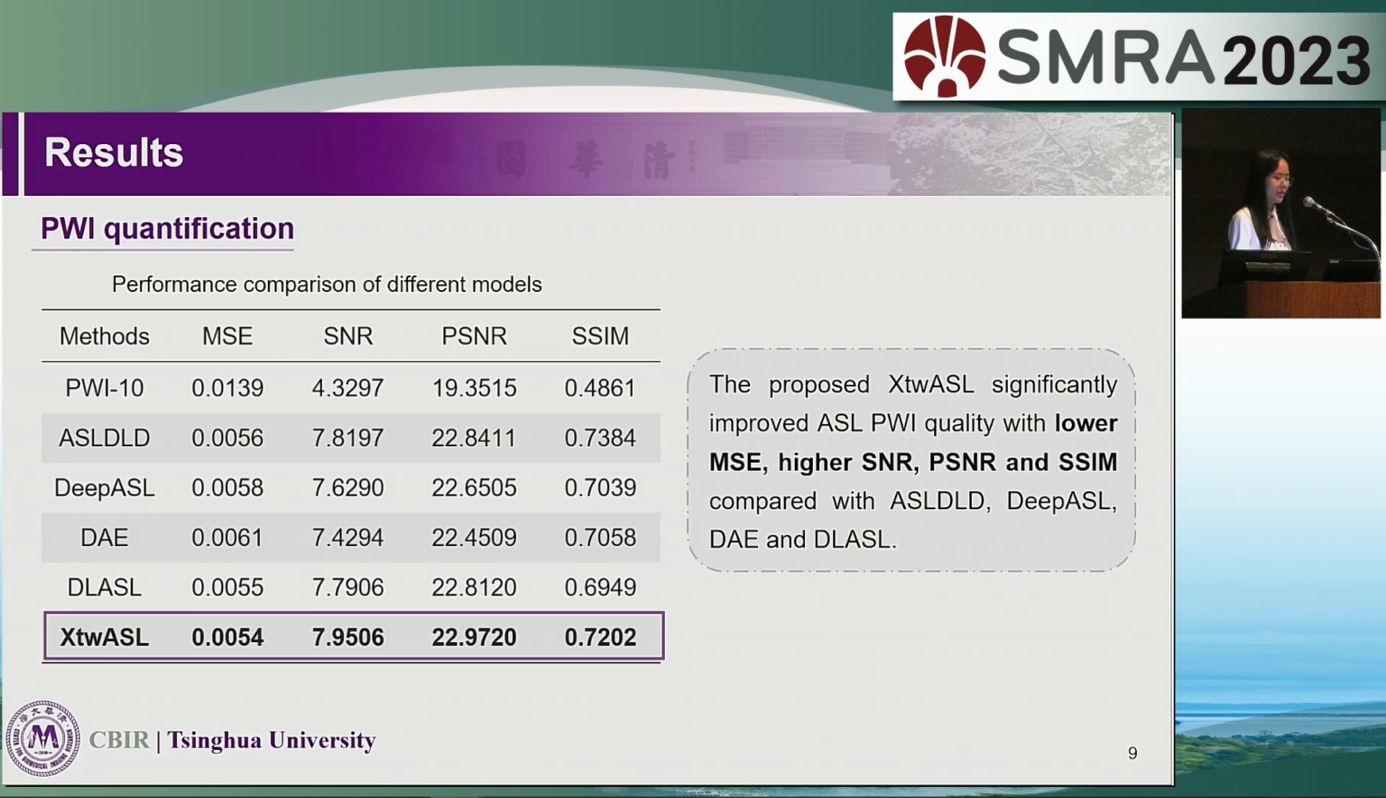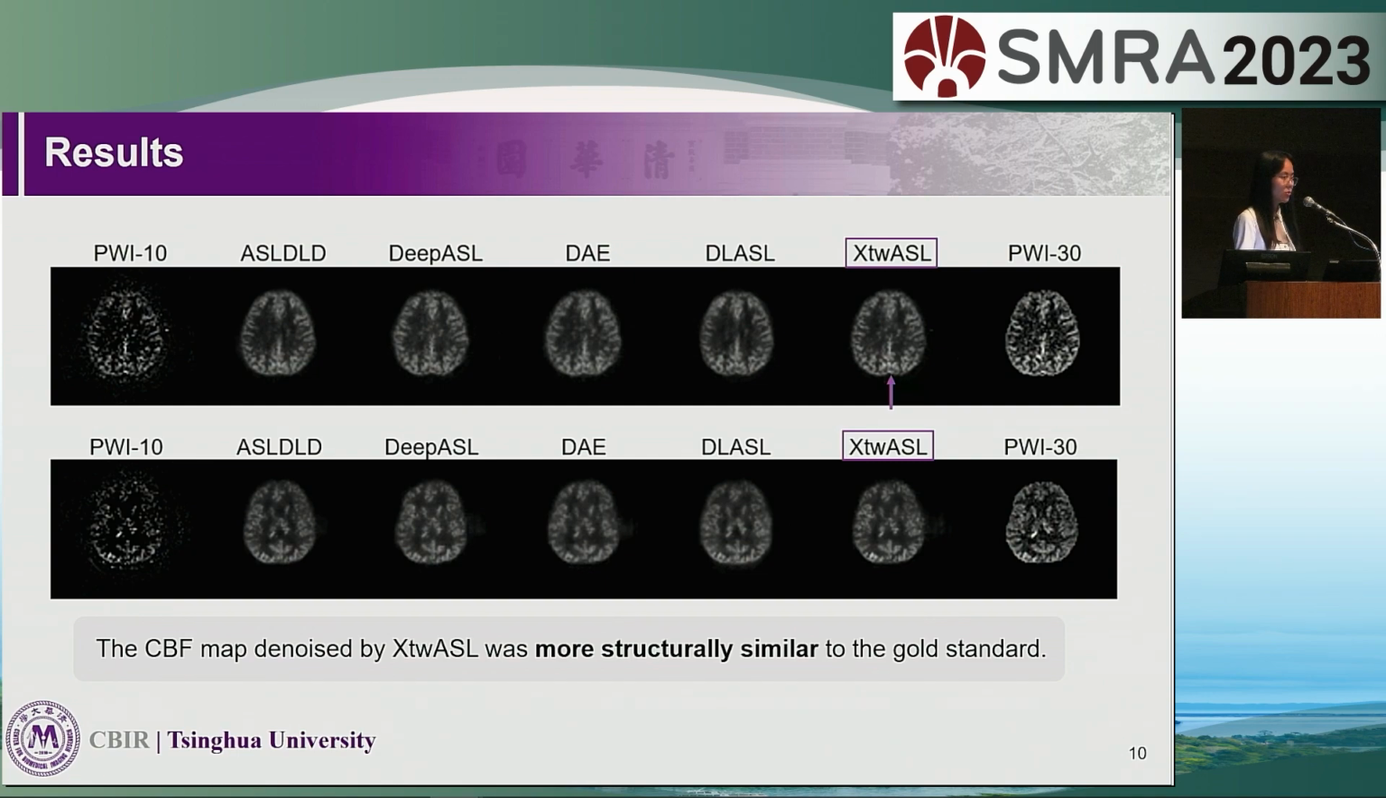Now let's see the results. The table shows that compared with other methods, the proposed STW-ASL, which is our model, shows significantly improved ASL PWI quality with lower MSE, higher SNR, PSNR, and SSIM. And this page shows 2 layers.